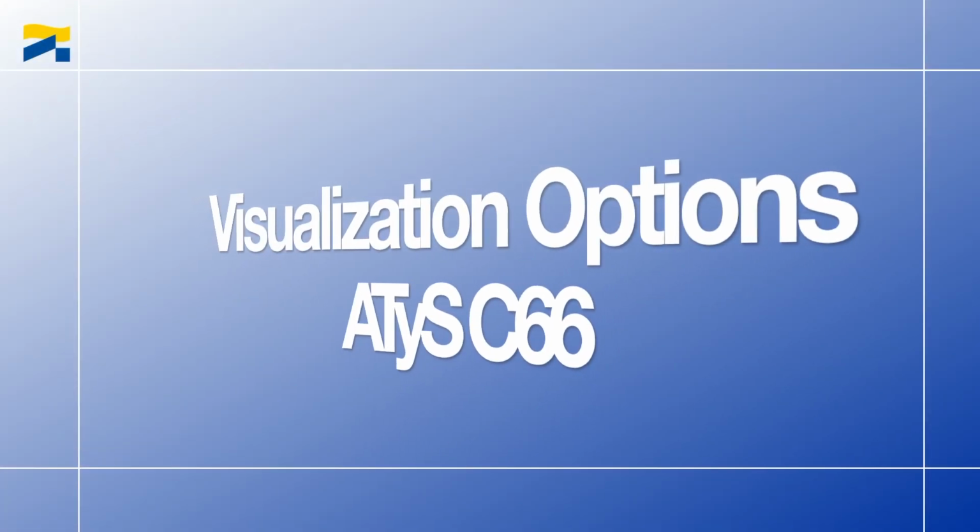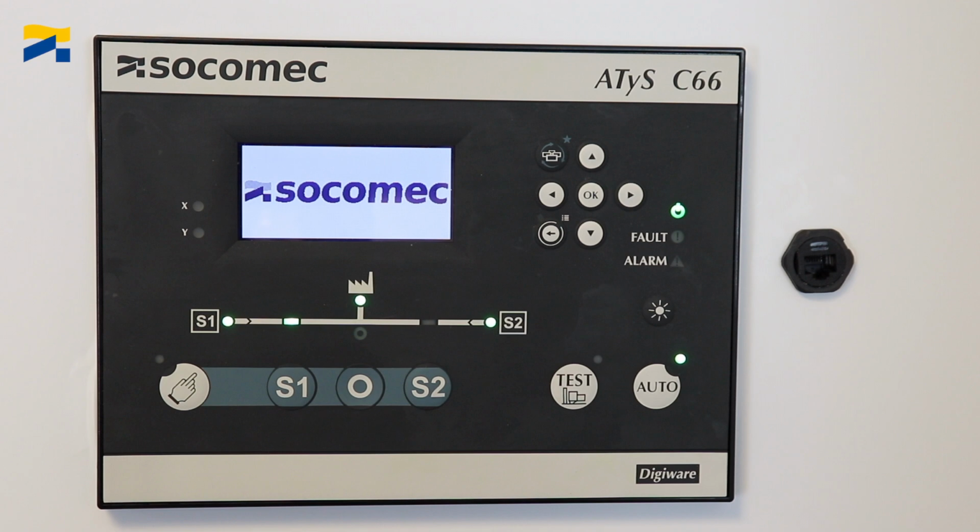Today we'll be showing the visualization options of the ATyS C66 controller by going through the product's various dashboards. There are a total of 7 dashboards on the product that you can directly access on the controller by pressing this symbol here. By clicking this button, you can switch to the 7 different dashboards.